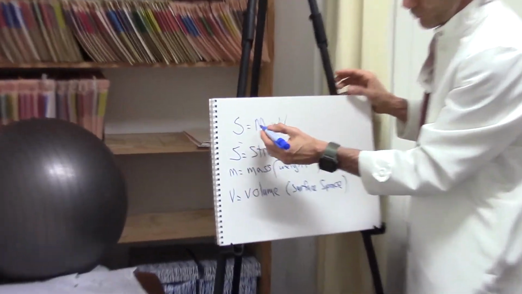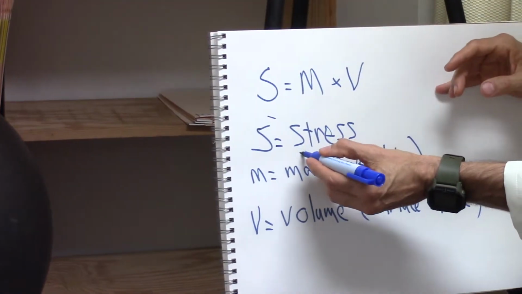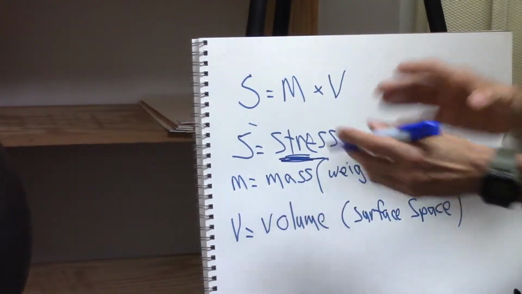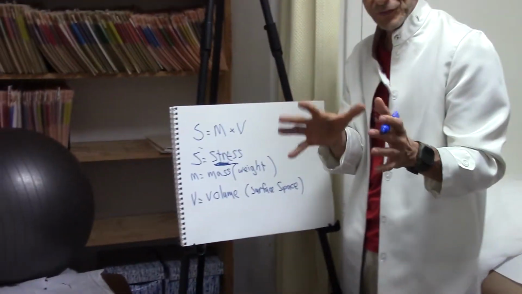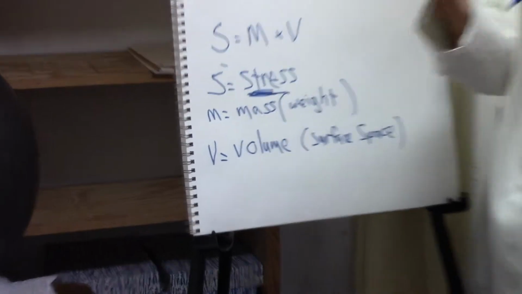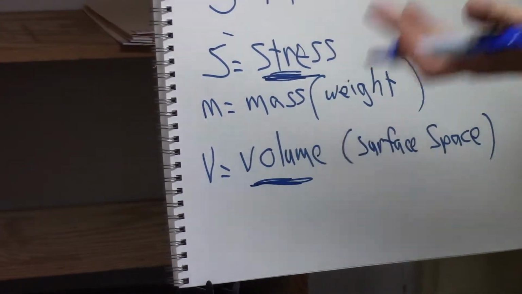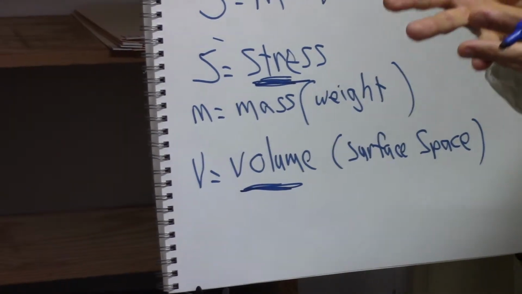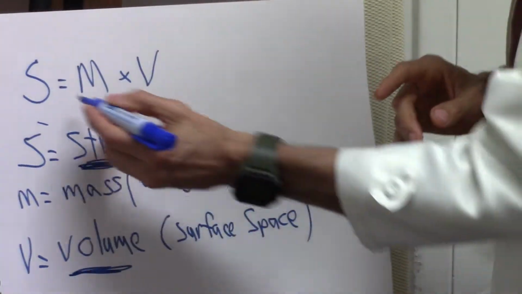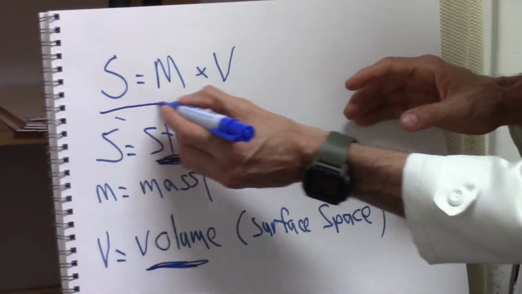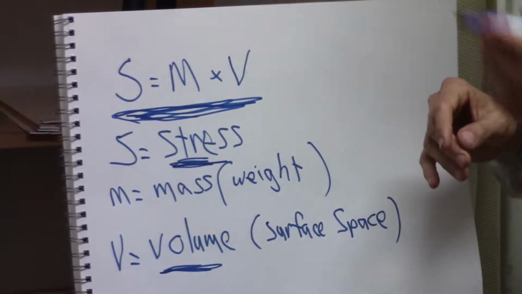Now, this is the formula that we follow. It's S equals M times V. S means stress, literally the stress that's being applied on the tissues. M means mass, the weight of the patient. V is the volume of the surface that's tolerating the mass, the weight itself. Now, this formula right here is very telling, and it pretty much guides our intervention.